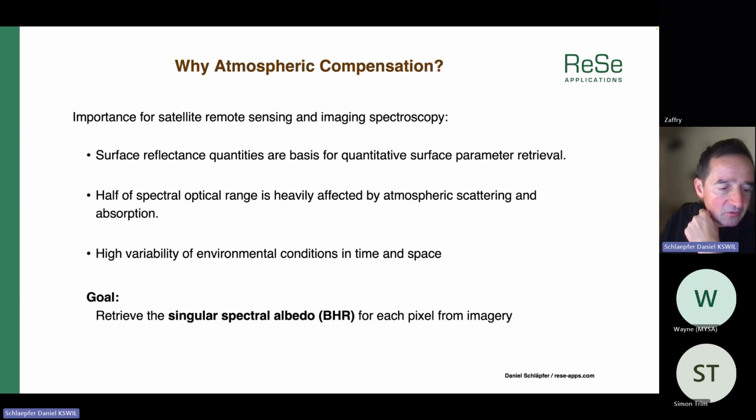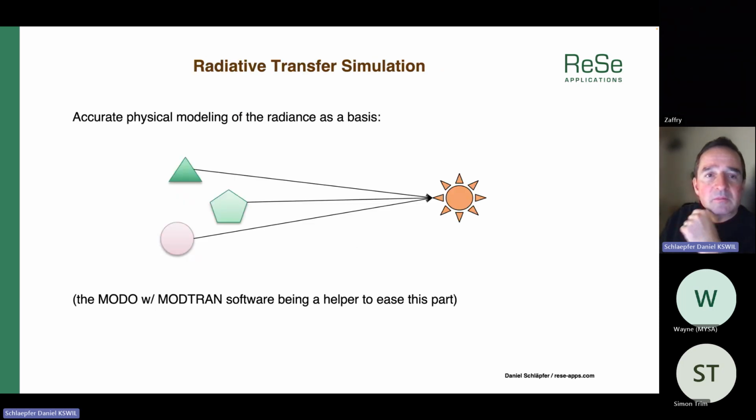And of course, if you want to do vicarious calibration and validation, you want to be able to compare to a reference on the ground and to see if everything performs as expected. So that's the goal. And now, just to distinguish between MODTRAN and atmospheric compensation.